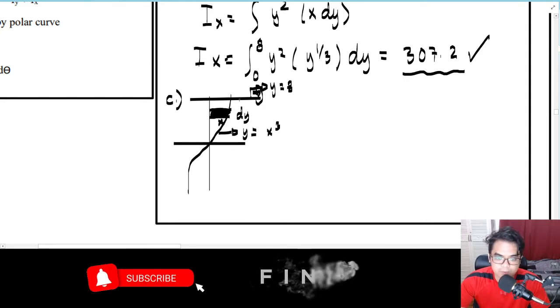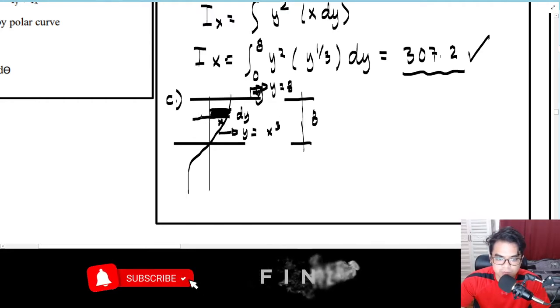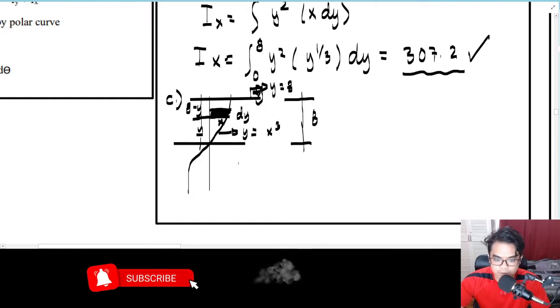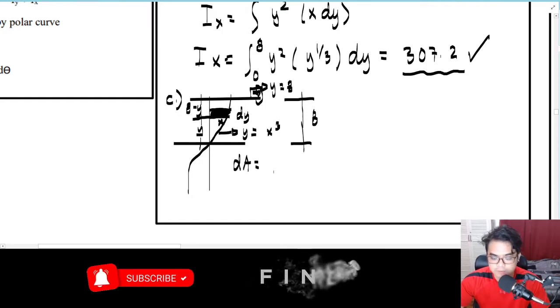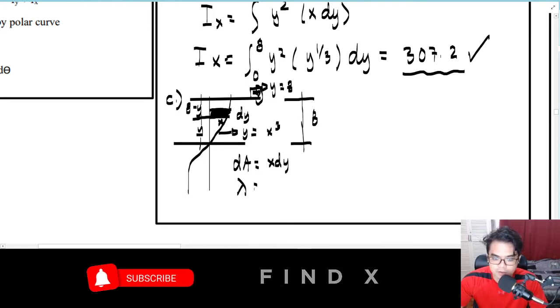But the problem is the lambda. So the lambda, as you can see, this is y equal to 8. Therefore, this whole is 8, right? And then we can say that this part is y. Okay? Therefore, this part is just 8 minus y, and that will be your lambda. Therefore, your dA here will be x dy, and your lambda here is 8 minus y.